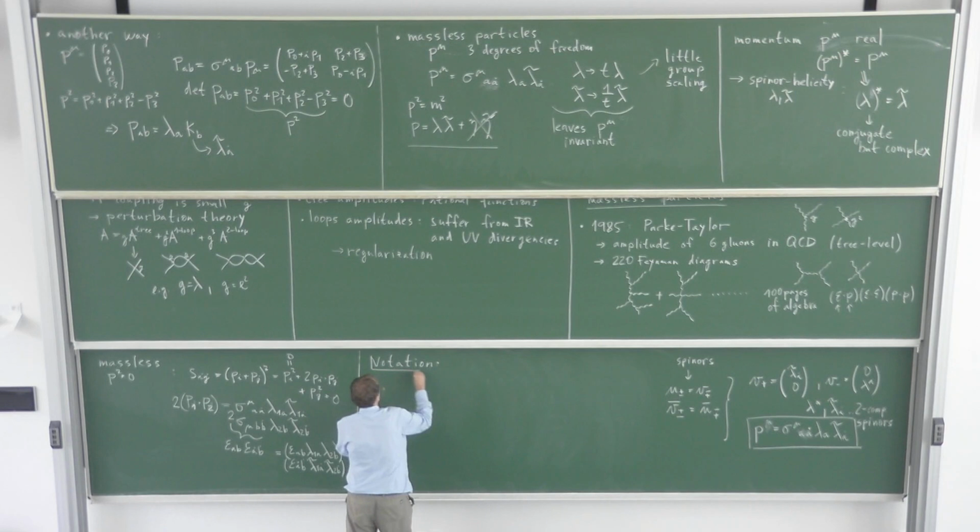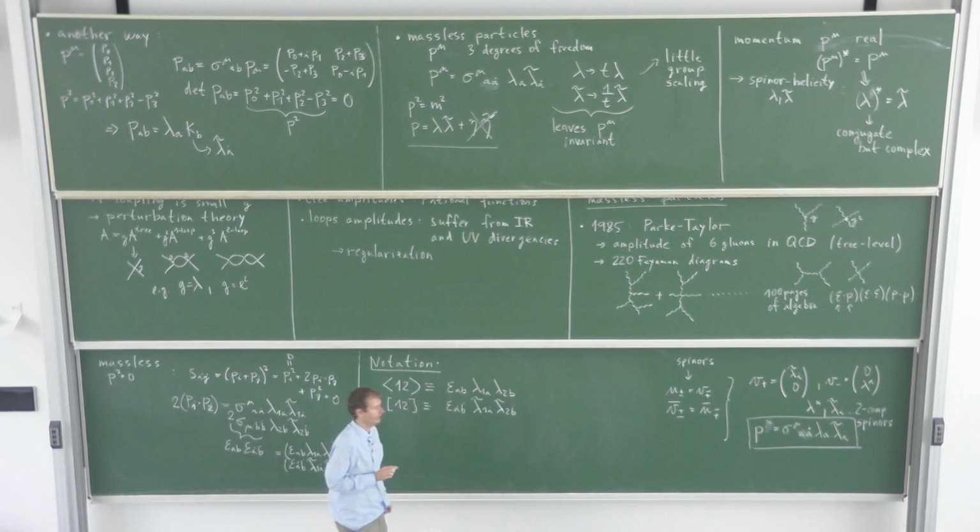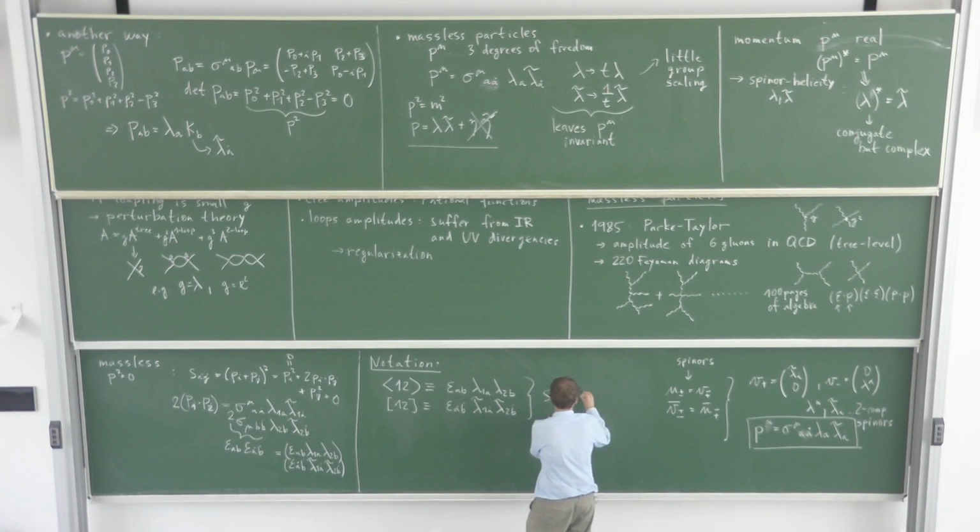So we define angle bracket 1, 2 to be exactly the epsilon contraction of spinors lambda 1a and lambda 2b. And we define the square bracket 1, 2 as the contraction of lambda tilde 1 spinor and lambda tilde 2b spinor. So we just define these contractions as lambda and lambda tilde. And because of that, the S12 factorizes into a product of two things.